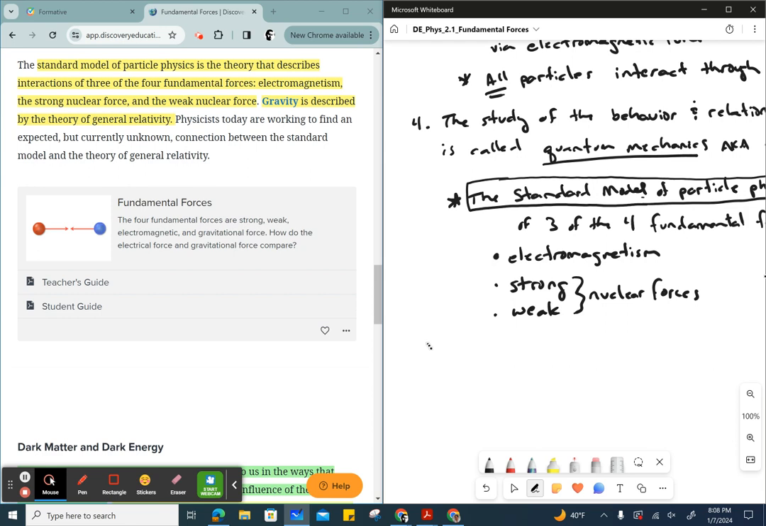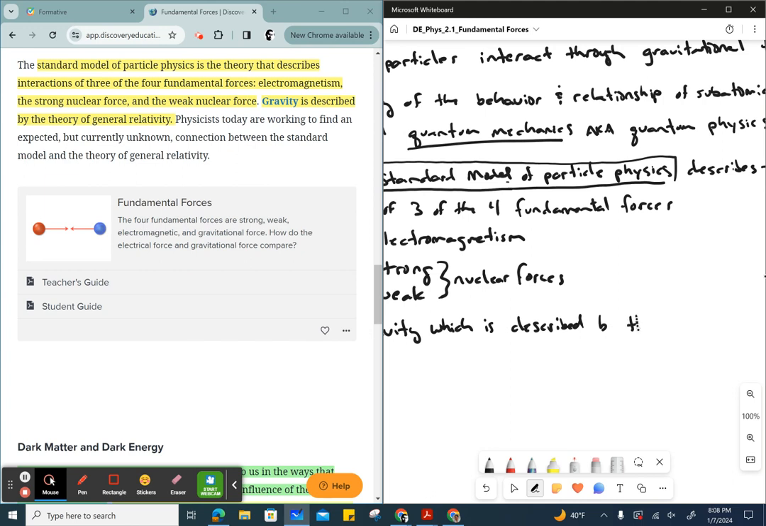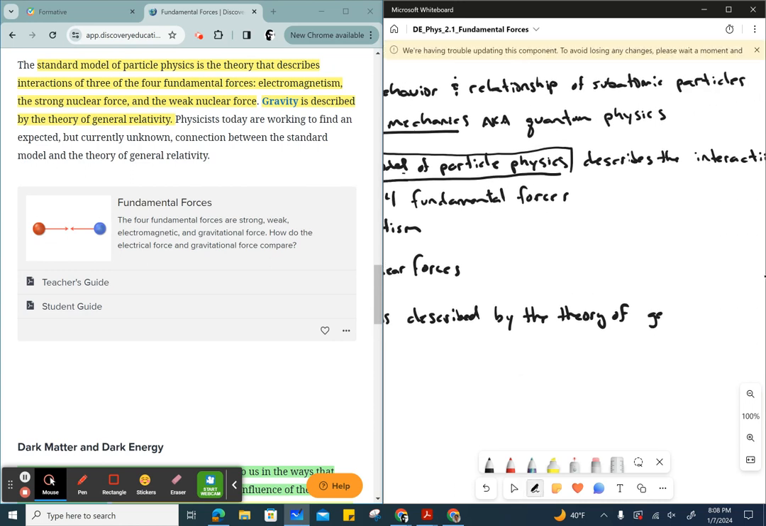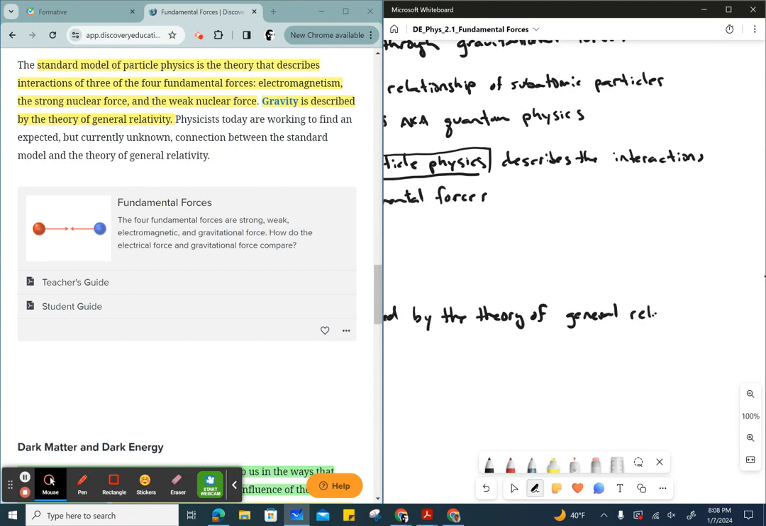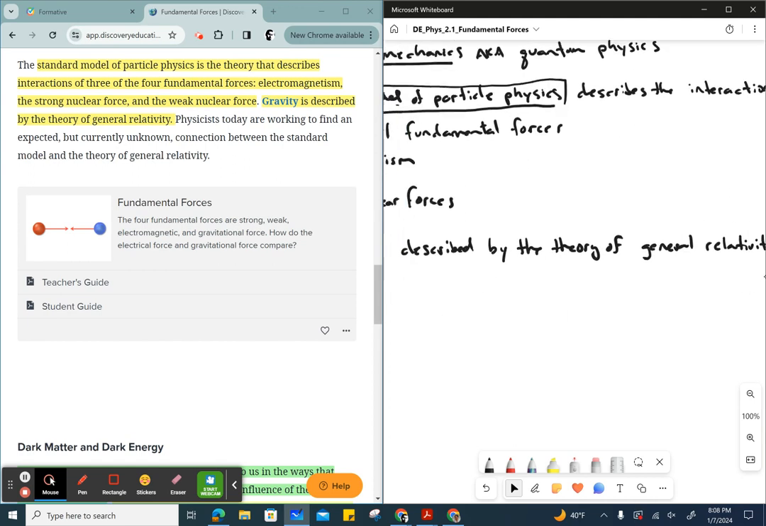Versus gravity, which is described by the theory of general relativity. All right, good. All right, so moving on, okay?